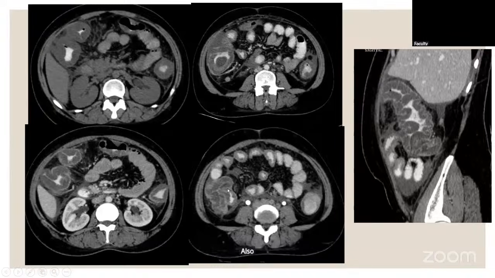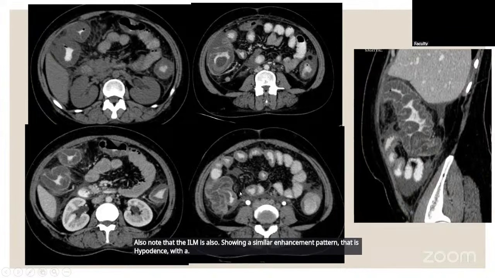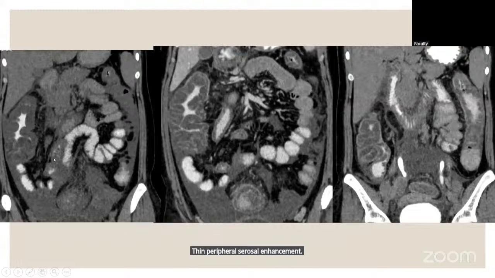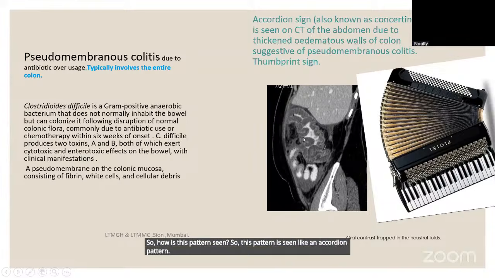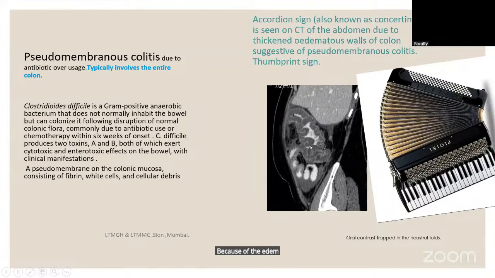Also note that the ileum is also showing a similar enhancement pattern, that is hypodense with a thin peripheral serosal enhancement. The coronal sections show again there is presence of ascites. The entire colon is involved with IC junction thickening and the terminal ileal thickening. So how is this pattern seen? This pattern is seen like an accordion pattern because of the edema of the haustra.